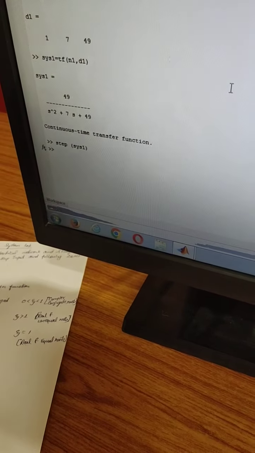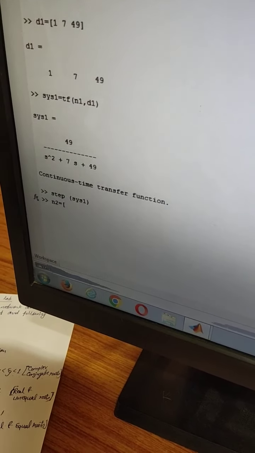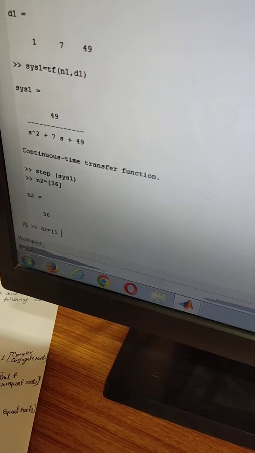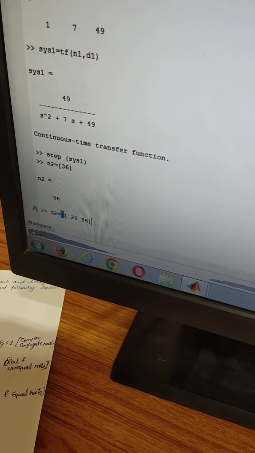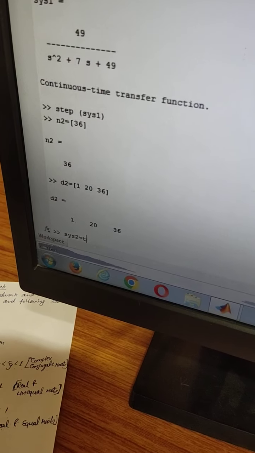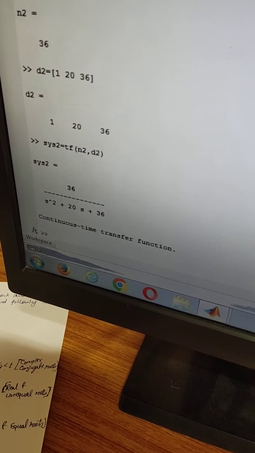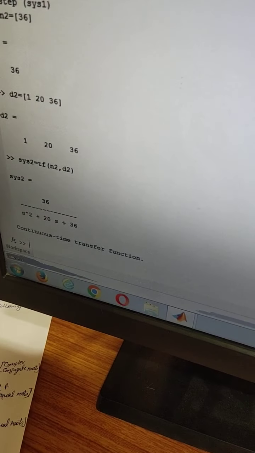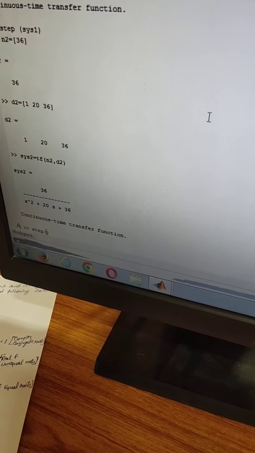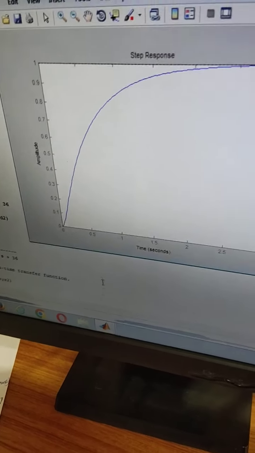Now we will write the transfer function for the second system as numerator n2 equals 36 in the numerator and d2 equals [1 20 36] in the denominator. So our second transfer function is defined as system 2 equals tf in small brackets numerator 2 comma denominator 2. So this is the transfer function for overdamped case. Now the step response for this function can be written as step of system 2. This is the step response for overdamped case.